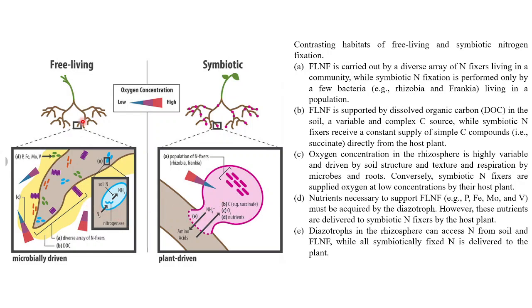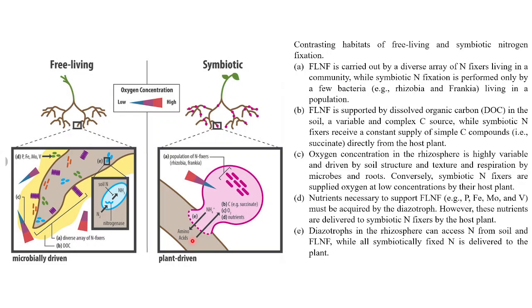The nutrients necessary to support the free living nitrogen fixers, they need to acquire by themselves, because they are not in association with any kind of plant and do not have a friend to give them a constant supply of these things. These nutrients are delivered to the symbiotic nitrogen fixers by the host plant. Mostly the free living bacteria will get most of the nutrients in the soil or the atmosphere, but for the symbiotic bacteria it's very easy. The host plant is supplying everything.